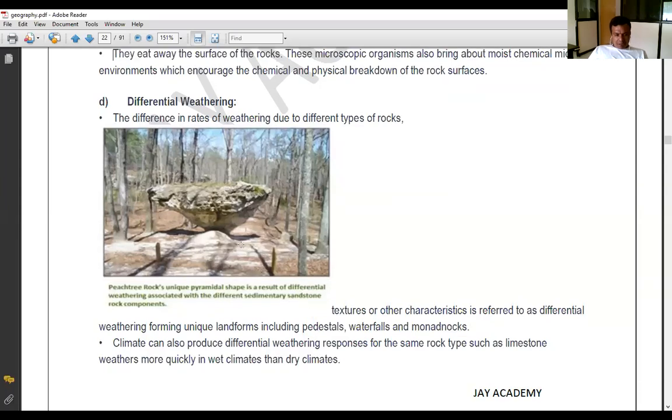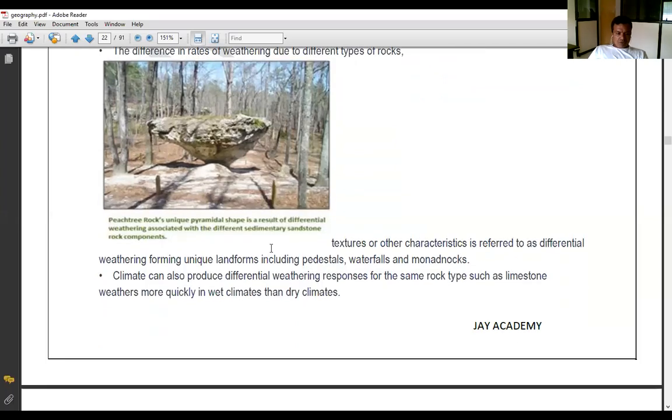This happens because of the difference in the rock structure, the difference in the softness and hardness of the rock. The upper rock is hard while the lower rock is soft, and that is why the lower material is weathered quicker than the upper material. So the upper material is intact while the lower material is eroded. Fine. So this is called weathering.